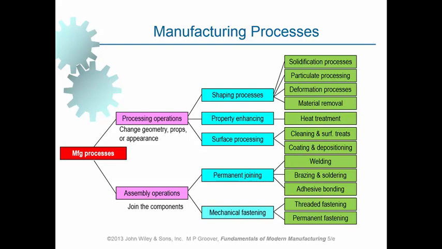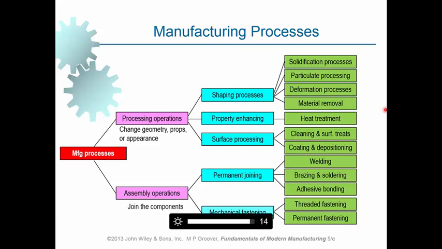And in the case of shaping processes, we can further divide shaping processes into four categories as shown up here. Those are solidification processes such as casting, particulate processing, or powder metallurgy, where a powder of the material is used in order to make the product. Deformation processes that are used in order to change the shape and geometry of the material, such as rolling and forging operations, and material removal processes that include machining processes.